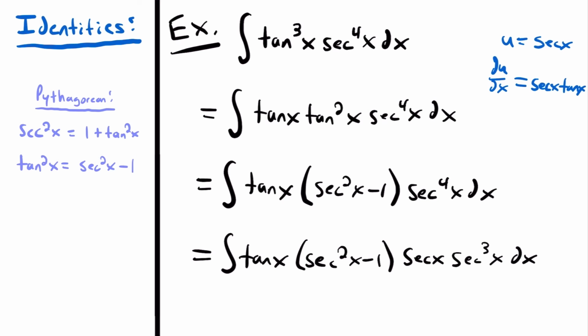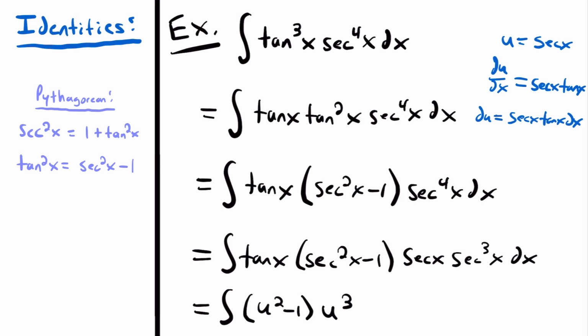And so if we do that, first let's solve for du here. We will have that du is equal to secant x times tangent x times dx. And so now we can rewrite this integral in terms of u, and we'll have that it is equal to the integral of u squared minus 1 times u to the third power times du. Right, we replaced secant squared x with u squared because u is equal to secant, so secant squared is u squared, and we replaced secant cubed of x with u cubed for the same reason, and then we replaced secant x times tangent x times dx with du, and so that's what we have right here in our integral.